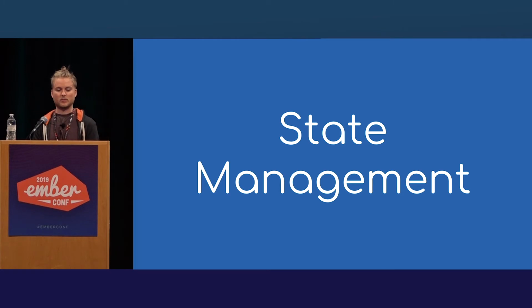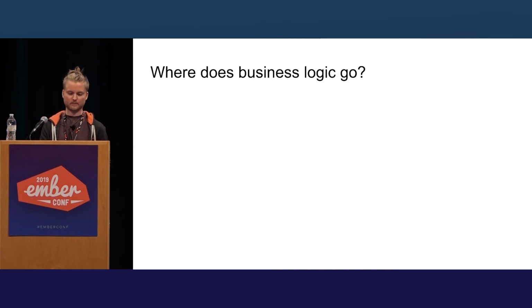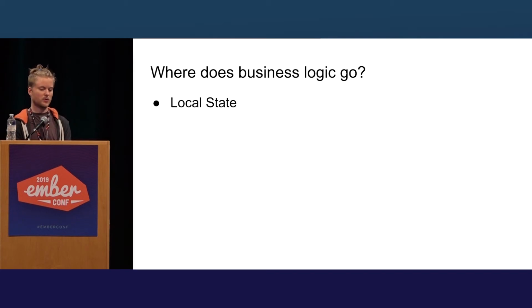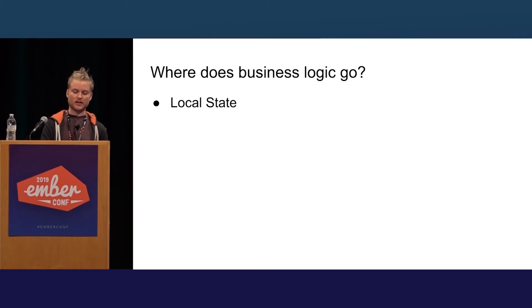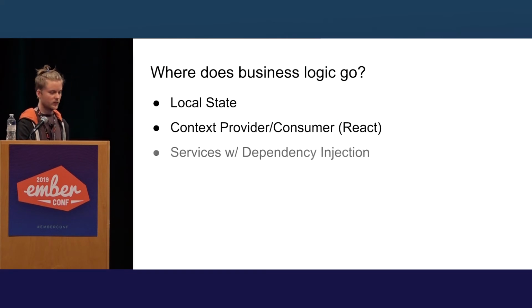All right, so state management. This is kind of the next level up from components. This is how you manage state from within, around, and between your components. So this is all to answer the question, where does our business logic go? There are a number of places where it can go, but it kind of depends on the situation and what your goals are. We've seen local state. That was the example with the set interval timer and the document title change. We've seen context provider and consumer, and we've seen services.